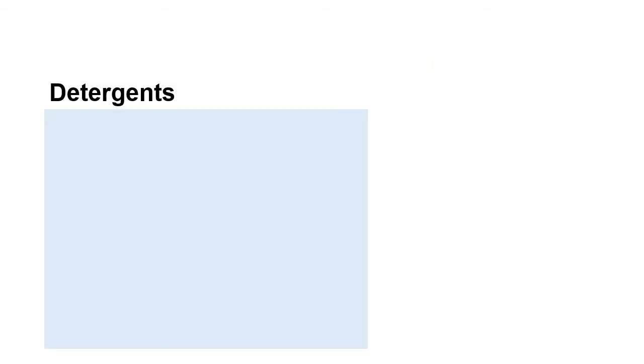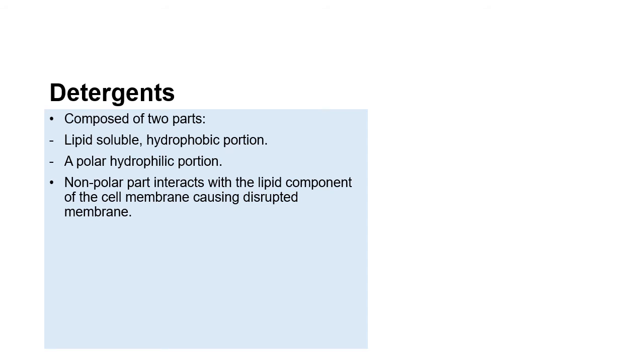So let's discuss detergents. Detergents basically means the cleaning agents that we use even at home, and also at the hospital. These detergents are composed of two parts: the lipid, which is the hydrophobic portion, and the polar hydrophilic portion. If you remember from chemistry basics, hydrophobic means it likes lipids, but it does not like water. So it's afraid of water. Polar hydrophilic means that it likes water.